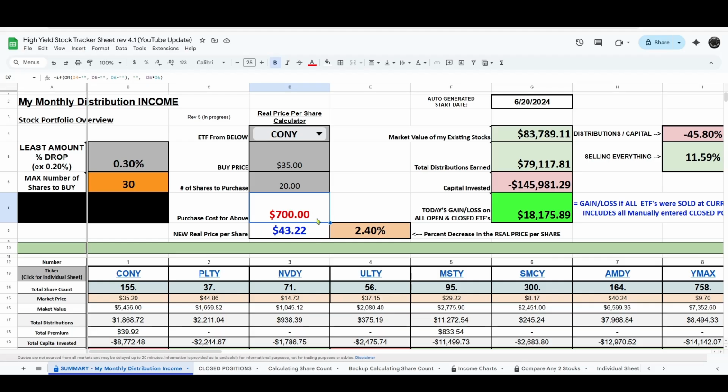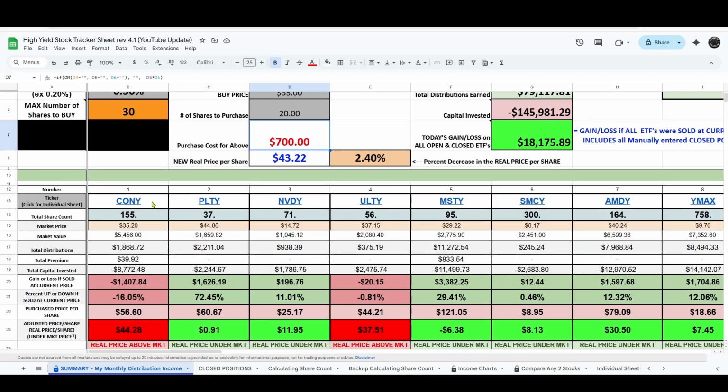Now, it will cost me about $700, but I am still lowering that real price per share because CONY is still down. We're going to take a look at the chart, and we're going to take a look at Coinbase, which is the underlying of CONY. And we're going to find out if there's any kind of resistance or support lines that can help us understand where CONY may be headed.